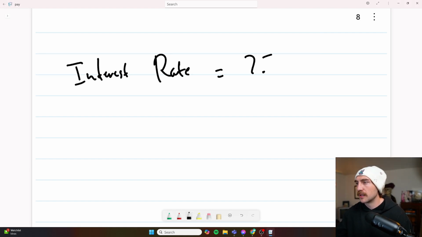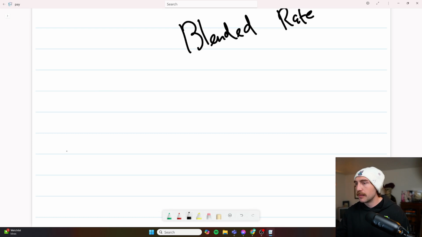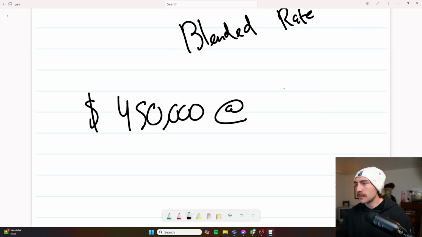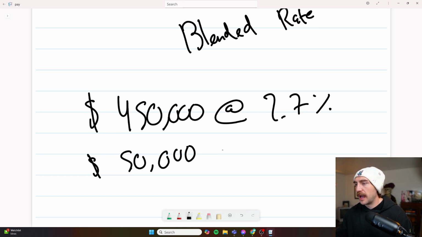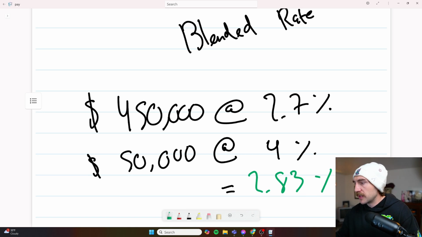We're getting a 2.7% interest rate. Is that actually right? No, because we're also getting an interest rate of 4%. So what do we call this? This is something we call a blended rate. You need to blend these rates to see the true rate you're getting. Do I just take the average of these? Actually, no, you don't, because one is for $450,000 at 2.7% interest, and the other one is $50,000 at 4% interest. So what do you do? Do some quick math. I'll show you guys how to do this. All right, so we get a blended rate of 2.83%. Max, how did you do that?